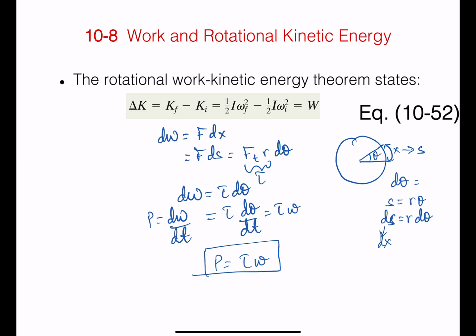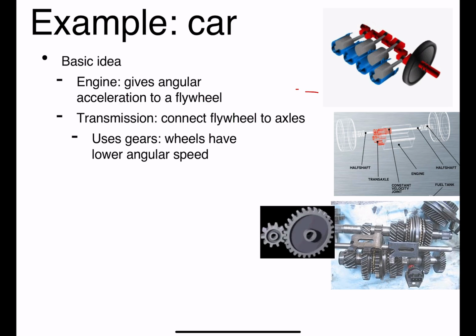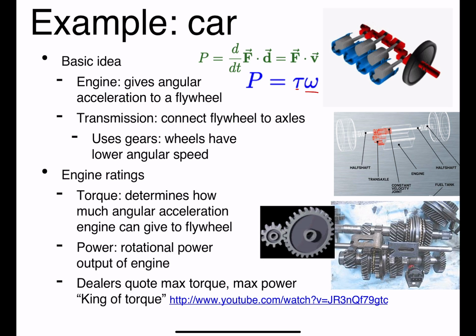Angular velocity. Cars are the best examples where this is applied. The engine gives angular acceleration to the flywheel here. Okay, this is the flywheel.